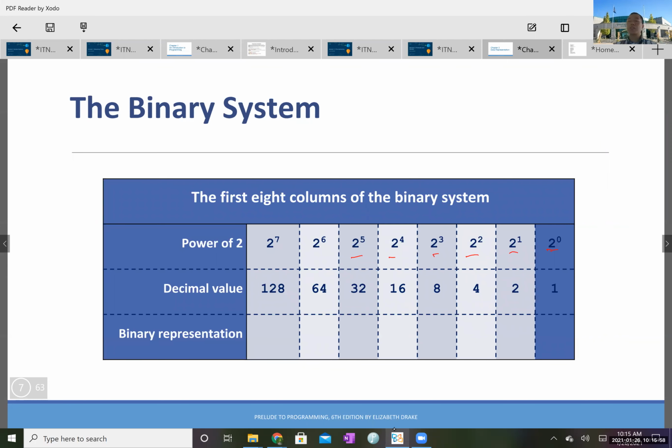So now if you look at the columns, 2 raised to 0 is 1. 2 raised to 1 is 2. 2 raised to 2, that means 2 times 2, is 4. 2 raised to 3, that means 2 times 2 times 2, is 8. Now double it, you have 16, then 32, 64, and 128. So if you have 1 byte, that means you have 8 bits, from bit number 0 to bit number 7.